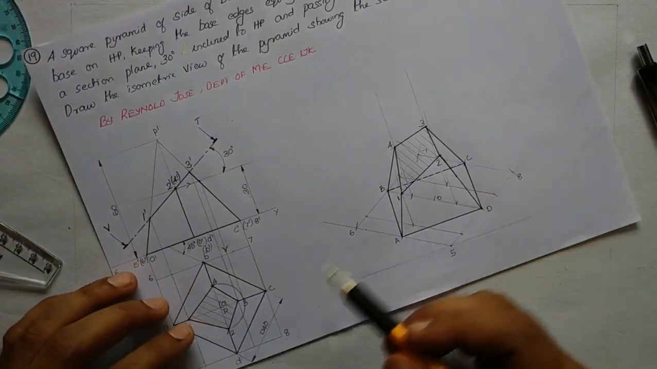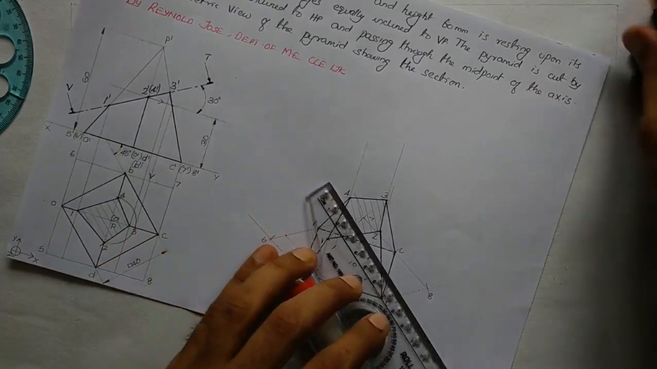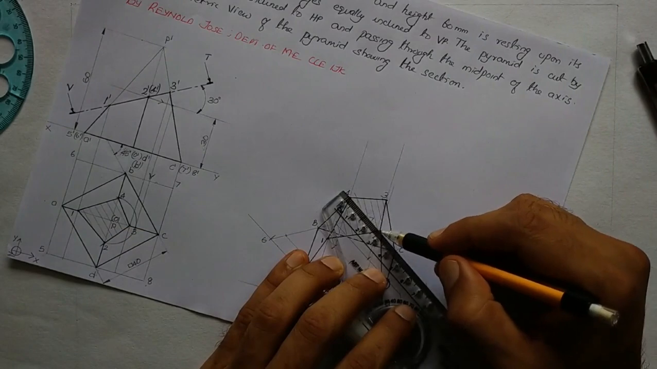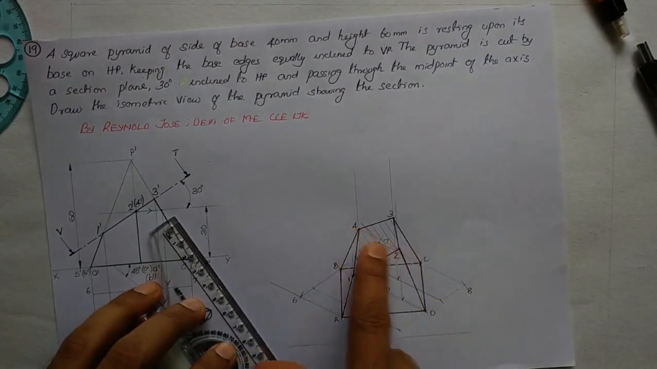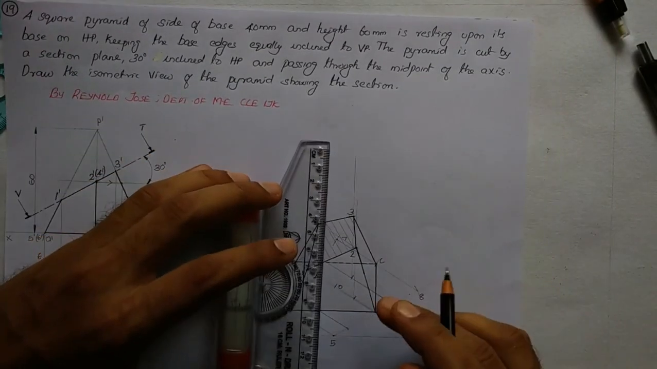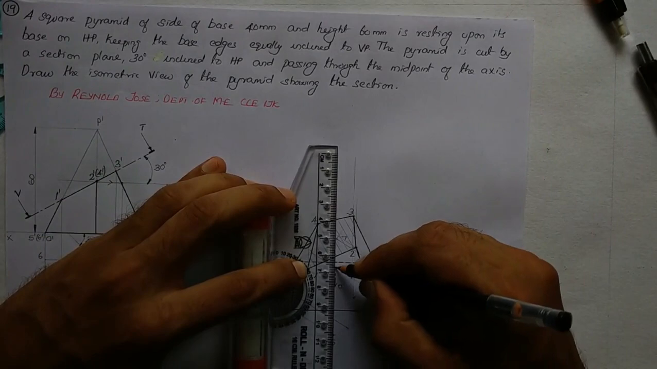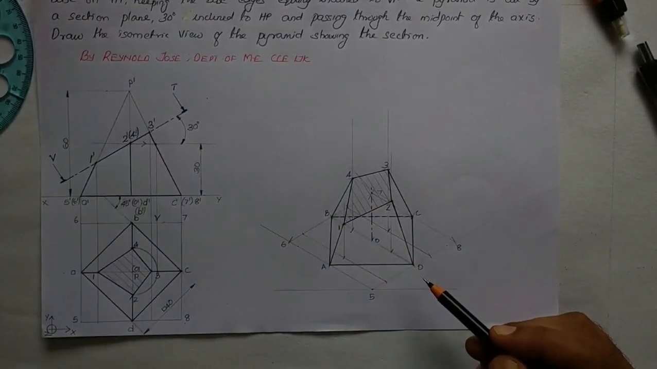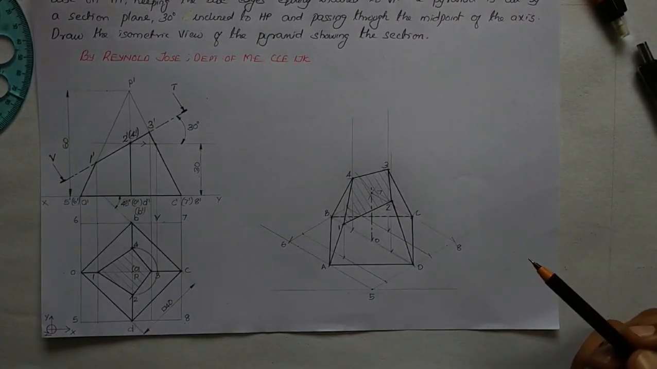Now let us join a line connecting 4 and 2 using a thin line. It is also a thin line, and starting from O and ending on this 4-2 line, let us draw an axis vertically upwards. So this is the isometric view of the sectioned square pyramid. Now we shall do the dimensioning process.